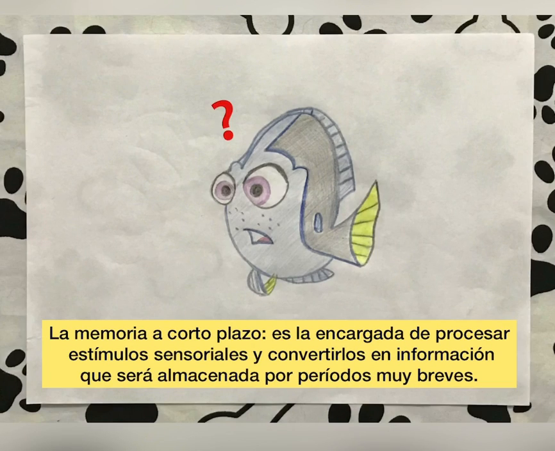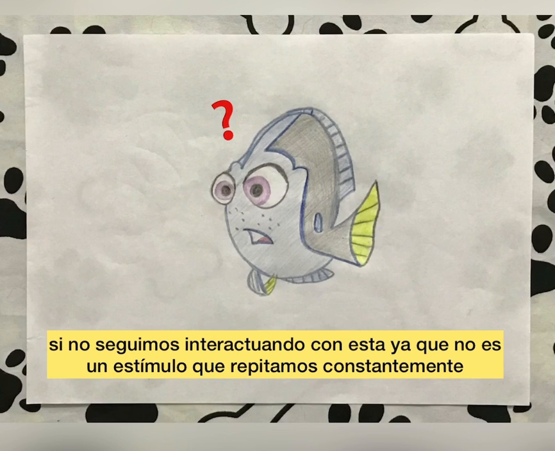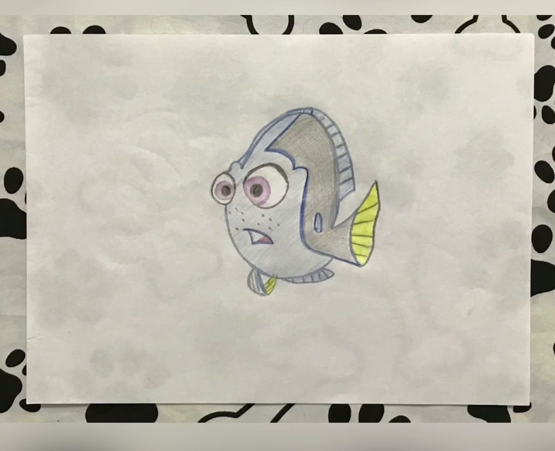Short-term memory. It is in charge of processing sensory stimuli and converting them into information that will be stored for very short periods. For example, when we meet a person and he tells us his name, it is most likely that we will remember this for a period of 1 minute if we do not continue interacting with him, since it is not a stimulus that we constantly repeat.